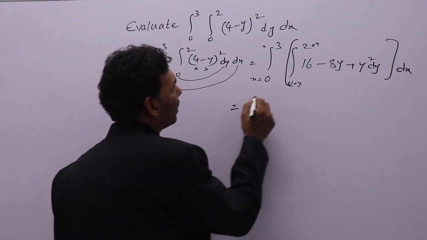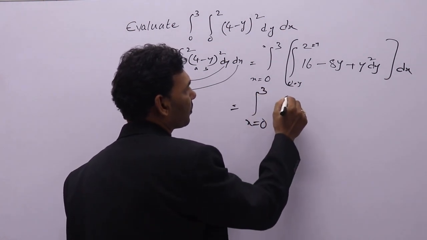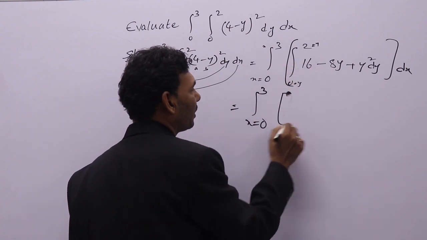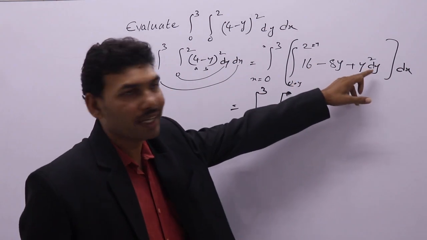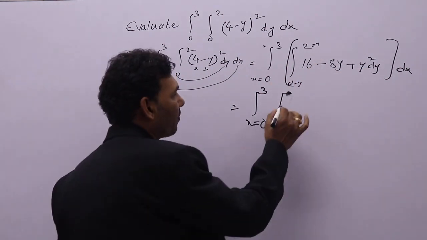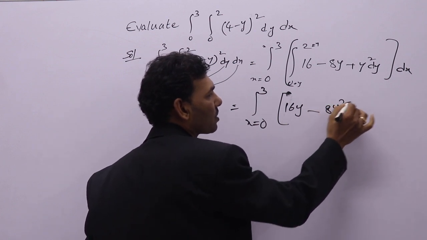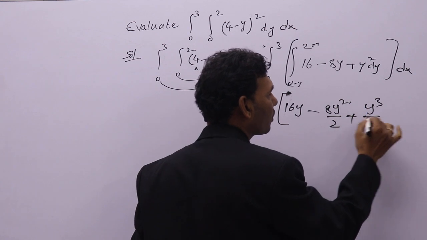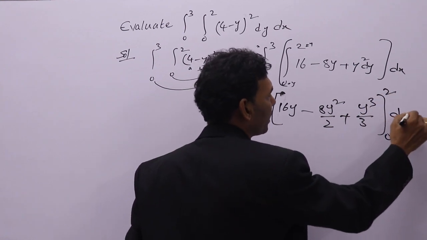Now integrate, x equal to 0 to 3. Here I am going to integrate directly. If you integrate 16, integral 1 dy, you will get y. Integral y is y square by 2. Integral y square is y cube by 3. Limits 0 to 2, dx.